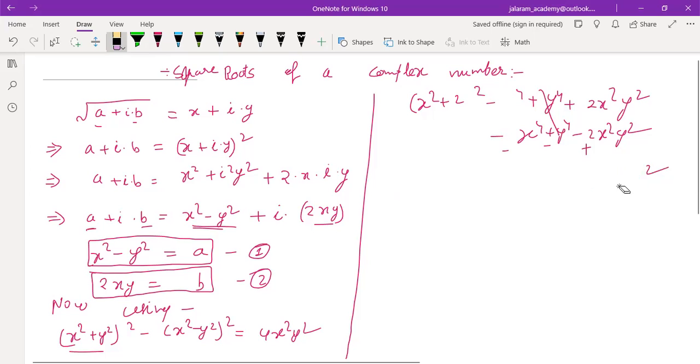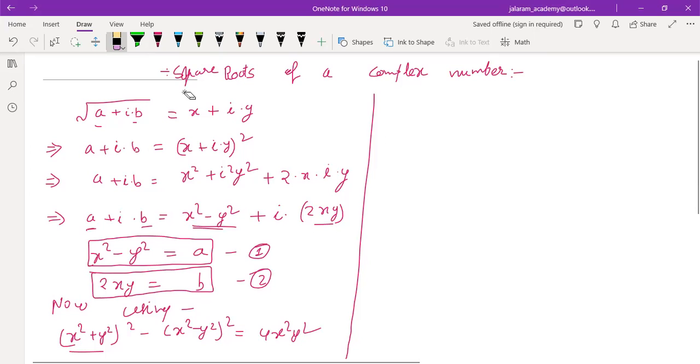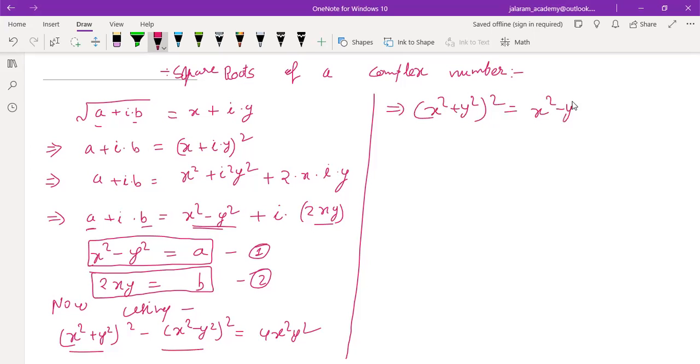Understood? Yes, sir. Proving is not required. We will use only this identity. To find the value of x square plus y square whole square, we transfer x square minus y square whole square to this side, and 4x square y square is already here. Now x square plus y square whole square will become x square minus y square, which is a square, plus 4x square y square, meaning 2xy whole square, that is b square.